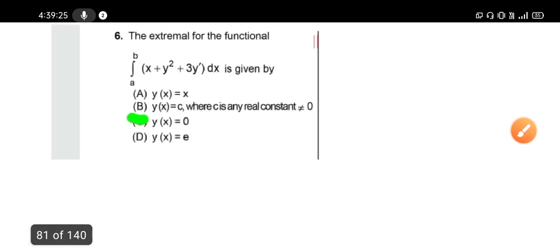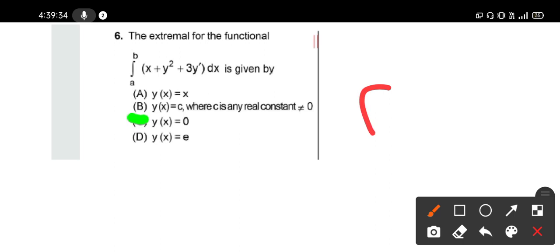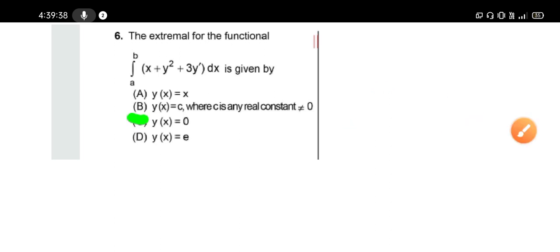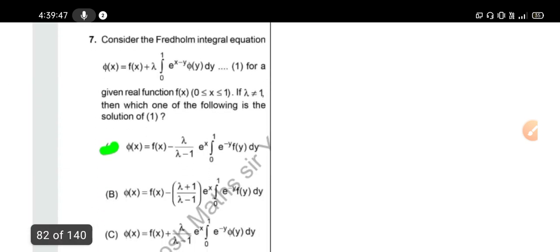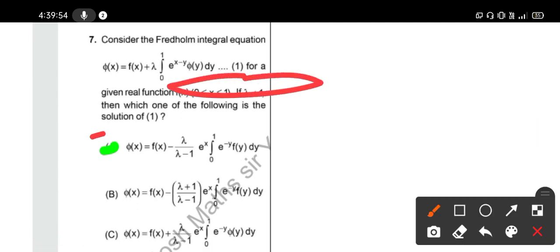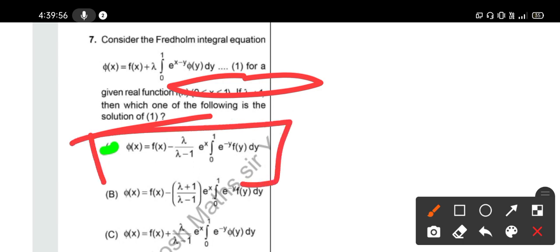The extremal for the functional integral from a to b of x plus y square plus 3y' dx is given. Here f is given as x plus y square plus 3y', and put this in the formula of calculus of variations, and we get option C. Consider the integral equation phi of x for a real function. The condition is given. Which of the following is the solution? Option A is correct.